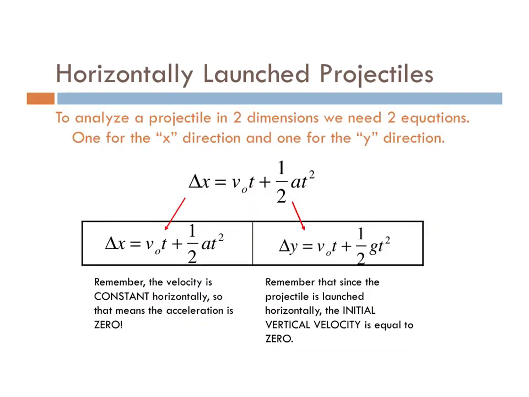For 2-dimensional projectiles, we're still going to be using our kinematic equations. But now, remember that we need to write them for the x direction and then write them again for the y direction. So if we look at just the first kinematic equation, when we look at the x direction, because we have no acceleration, it simplifies to this version of the equation. And again, that's true because velocity is constant. When we look at the y direction for a horizontally launched projectile, our velocity in the y direction is 0 to begin with. So again, it simplifies to delta y is equal to 1/2 gt squared.